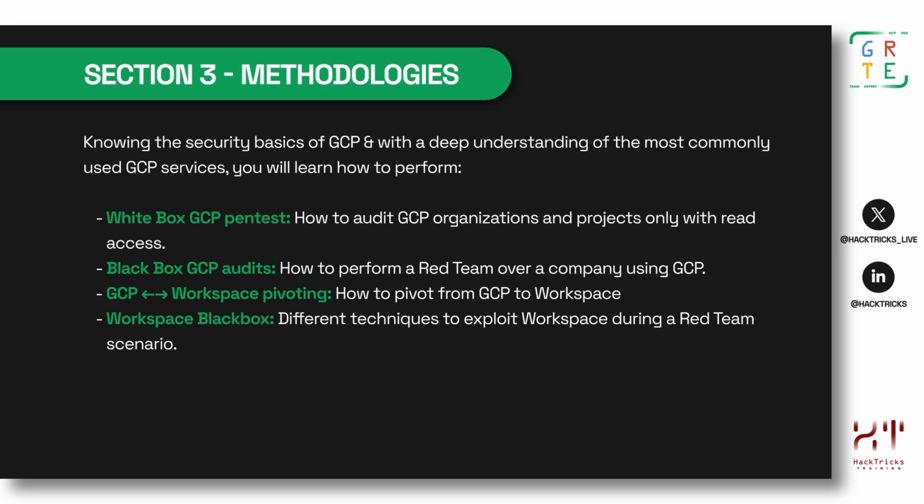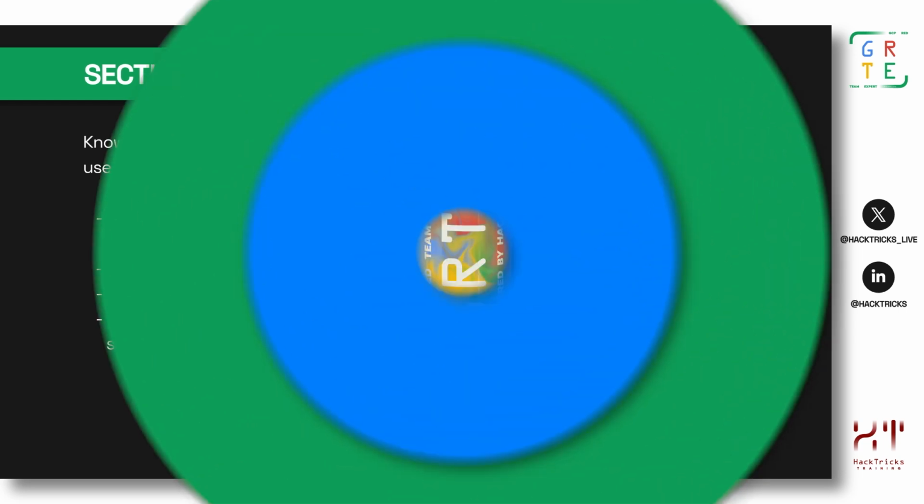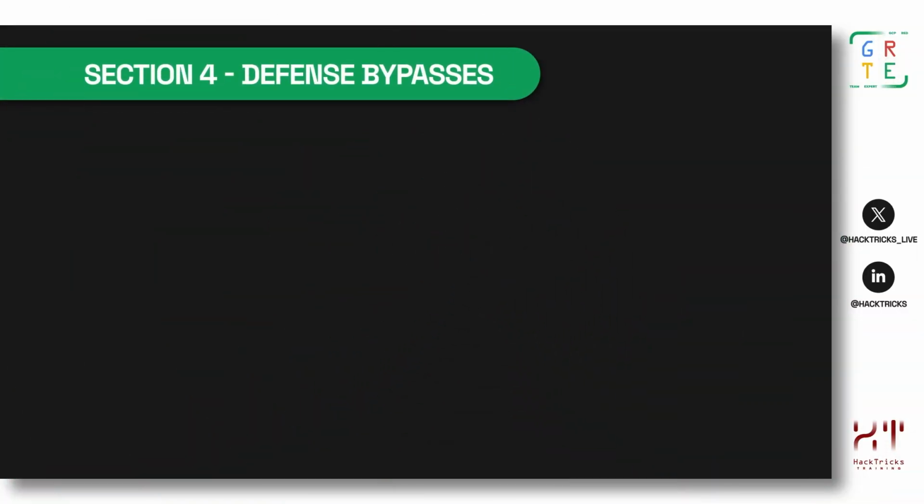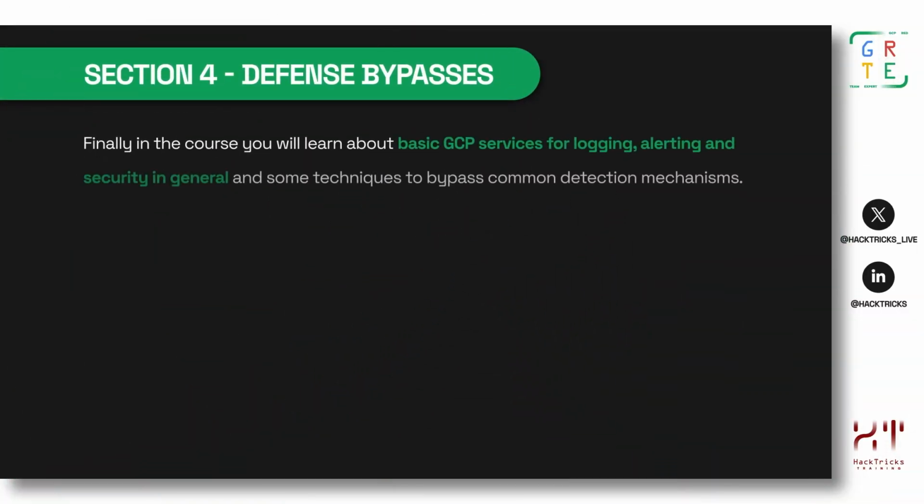I think this is going to be the most fun section of the course, mainly because we learn how to do white box and red teams in these two platforms. But of course, in order to get to this point, you need to have successfully passed section 1 and section 2 because they will grant you all the knowledge that you need in order to understand all these kinds of complex methodologies.